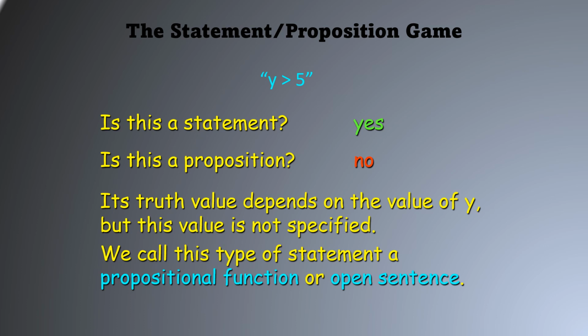We call this type of statement a propositional function or open sentence. Please do take note of that. We call this type of statement a propositional function or open sentence because any number can be a value of the variable y, and the truth value always depends on the value that we put for the variable y, whether that makes it a true or false statement.